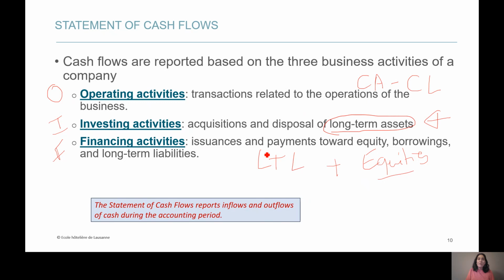Whenever I receive money from equity, because you have new shareholders who have invested in the company, this money that I have received as a company will be recorded in the financing activities section of the cash flow statement. So this is what you need to remember: the statement of cash flow will record all the inflows and outflows of cash, and it's going to split these inflows and outflows of cash into these three categories, O, I, and F.